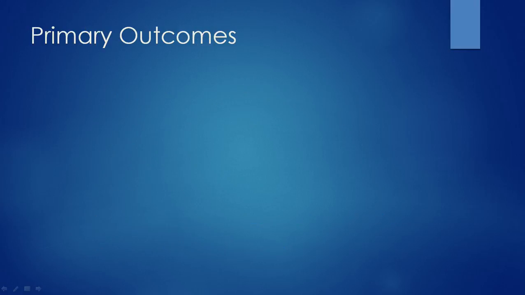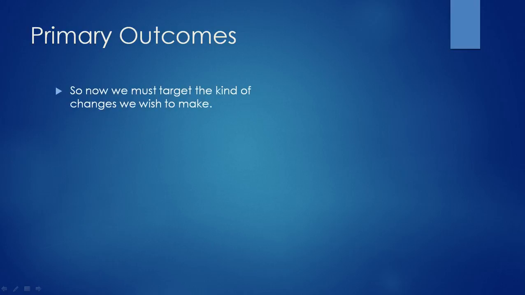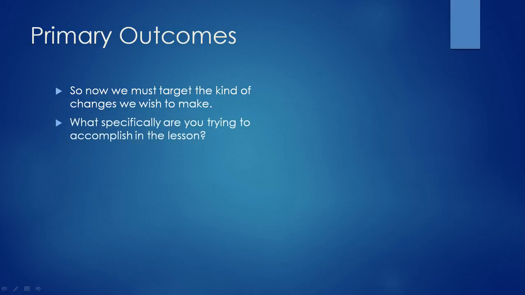All right. Well, now we know that learning means change. So now we need to begin to discuss the process of making that learning and that change happen in our learners. So we're talking about primary outcomes. We have to target the kind of changes we wish to make in our learners. So the question is, what specifically are you trying to accomplish in this lesson? What changes do you want to make in your learner or facilitate in your learner when they go through that lesson?